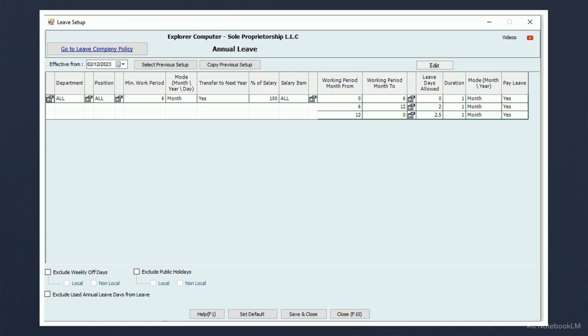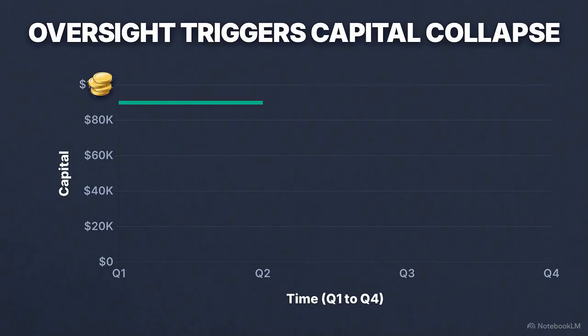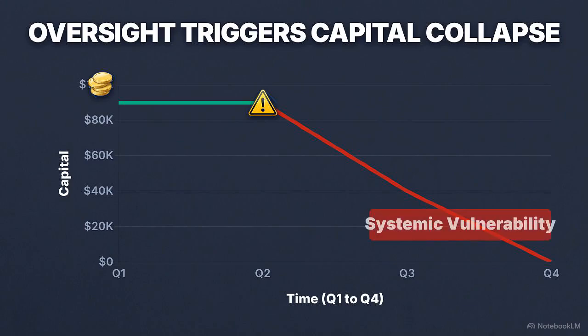It allows HR administrators to define exactly how annual leave is accrued, calculated, and paid out for every department and position. Now, imagine your system does not have these controls. Lacking these exact parameters creates a systemic vulnerability, allowing simple administrative oversights to drain company capital and trigger operational chaos.